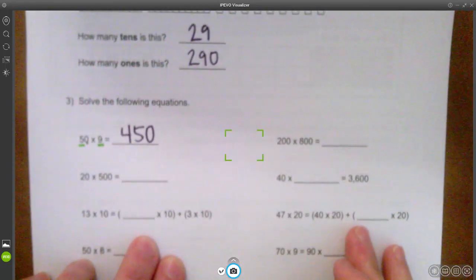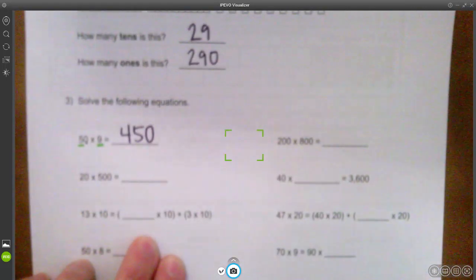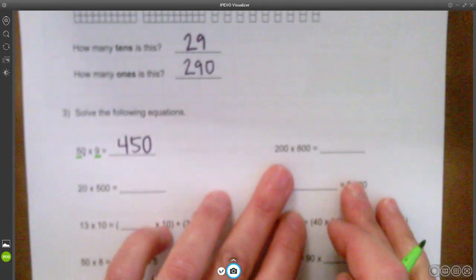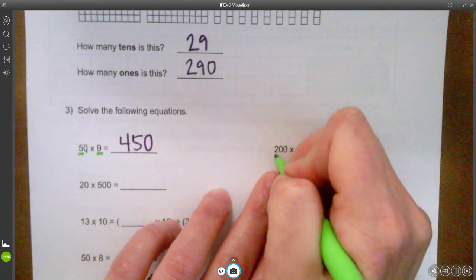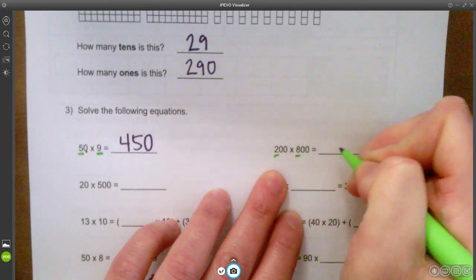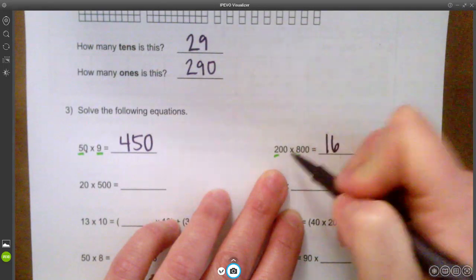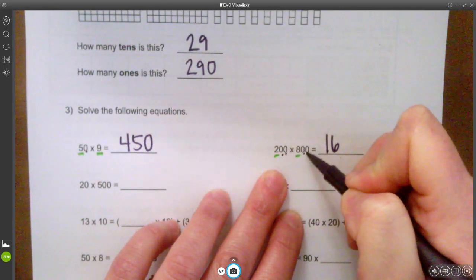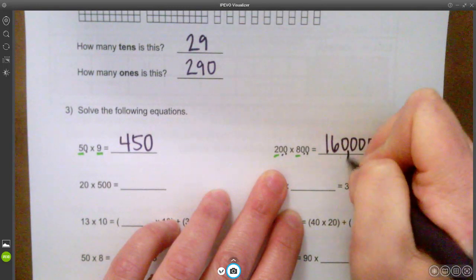All right, next one. We've got 200 times 800. Sorry, guys, the camera won't focus. There we go. 2 times 8 is 16. And then let's count those zeros. 1, 2, 3, 4. 4 on the left, 4 on the right.